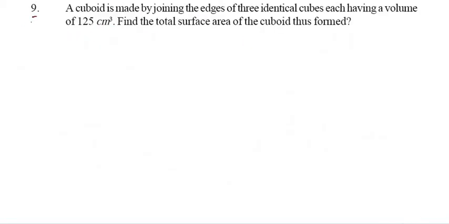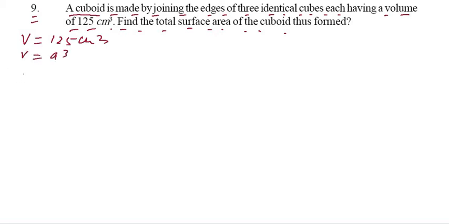Now come to the 9th question. A cuboid is made by joining the edges of 3 identical cubes, each having volume 125 centimeter cube. Find the total surface area of the cuboid thus formed. So the volume is given as 125 centimeter cube, but volume is equal to a cube. So a cube is equal to 125. So a will be cube root of 125 and that is 5 centimeter. So the side is 5 centimeter.